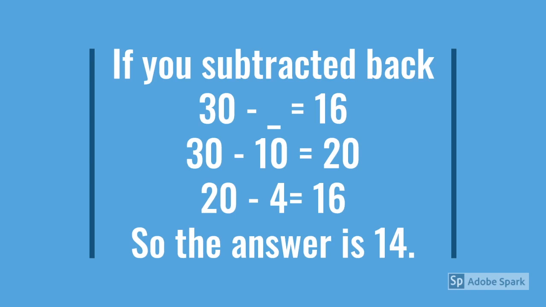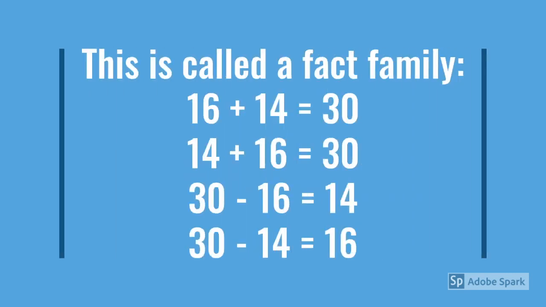If you use this strategy subtracting back, you would ask yourself 30 minus blank equals 16. I know that 30 minus 10 equals 20, and 20 minus 4 equals 16. So I subtracted 10 and I subtracted 4. So I add those together, and the answer is 14. All of these numbers are part of a fact family. So 16 plus 14 equals 30, 14 plus 16 equals 30, 30 minus 16 equals 14, and 30 minus 14 equals 16.